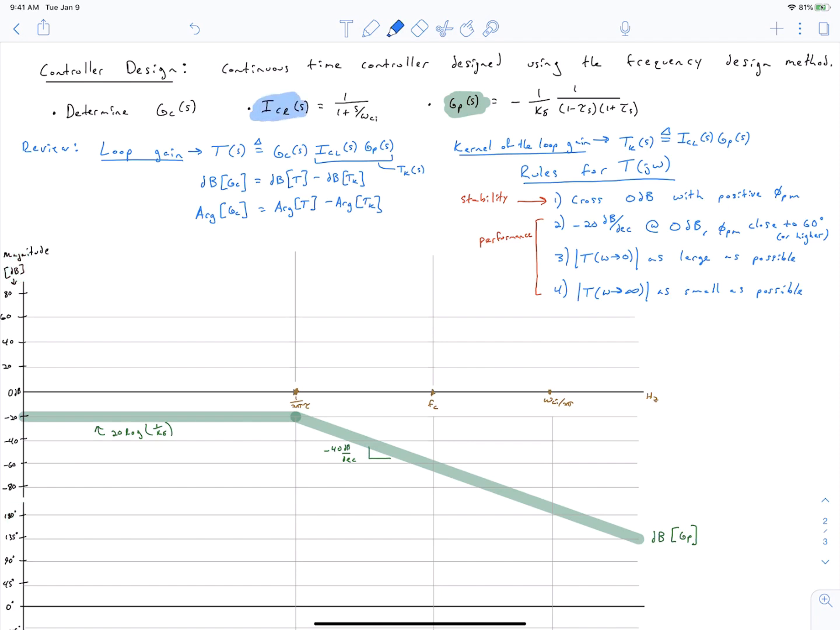So we'll use blue for our current regulator. So it starts at 0 decibels because 20 times the log of 1 is 0 decibels. And it's going to continue out here until we get to our pole, and then it will decay at a rate of negative 20 decibels per decade.